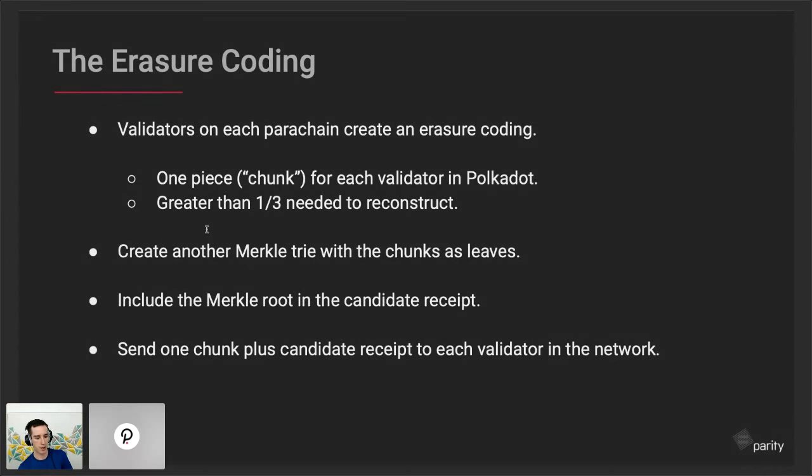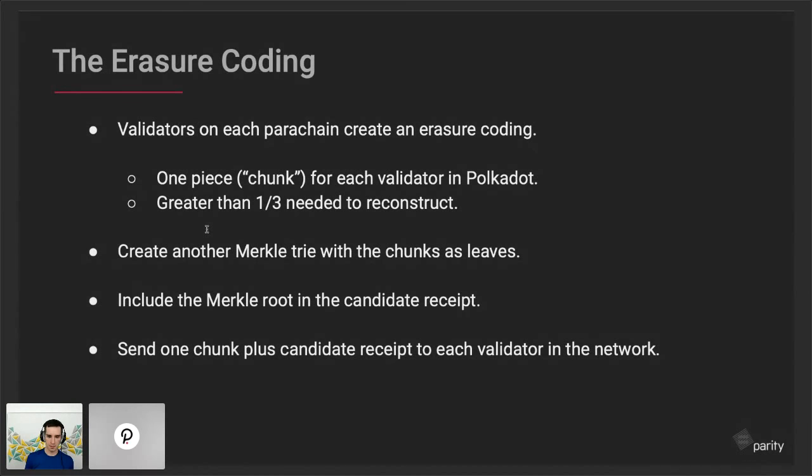So we're basically going to take this POV block, make it a little bit bigger, and send it out to all the validators. I guess we haven't sent it out yet, but we're going to make one piece for each validator, such that if you had 1/3 of them, then you could reconstruct it. So if you have 1,000 pieces, then you need 334 of them to reconstruct the entire POV block. And it can be any 334. It doesn't need to be a specific set.